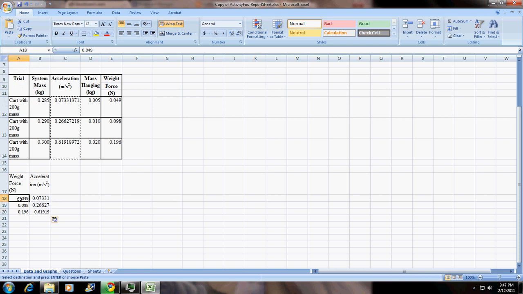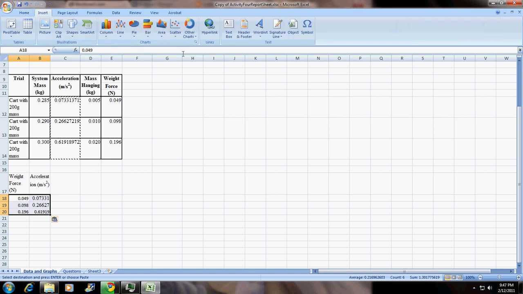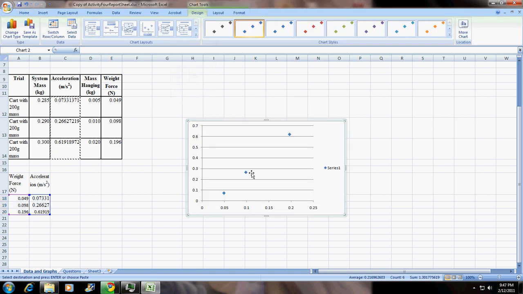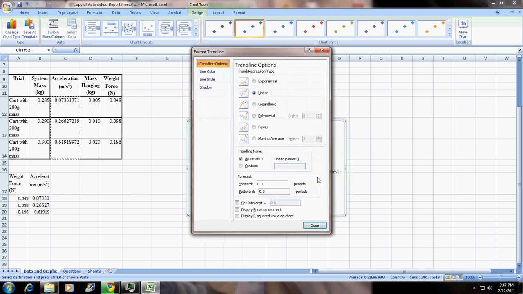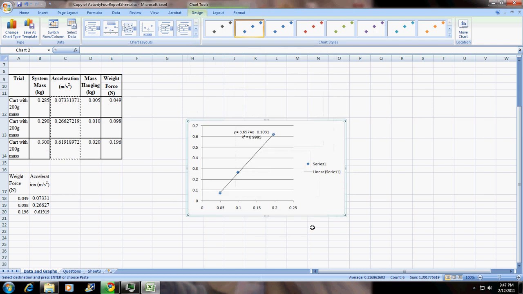I am going to highlight all of my values. I go to insert. I go to scatter. I click on the first one. It looks very, very linear. I'm very happy with that. Okay. But to check, I'm going to right click on this point. I go to add trend line. I click on display equation on chart, display R squared on chart, and close.